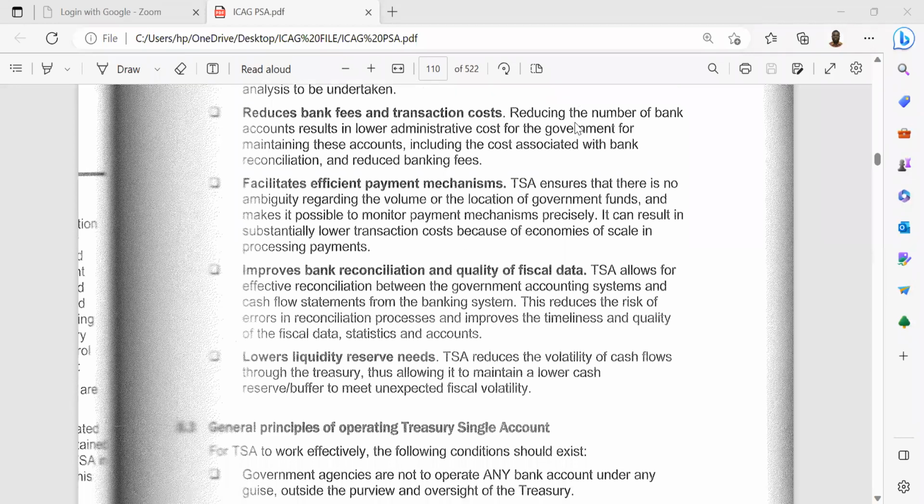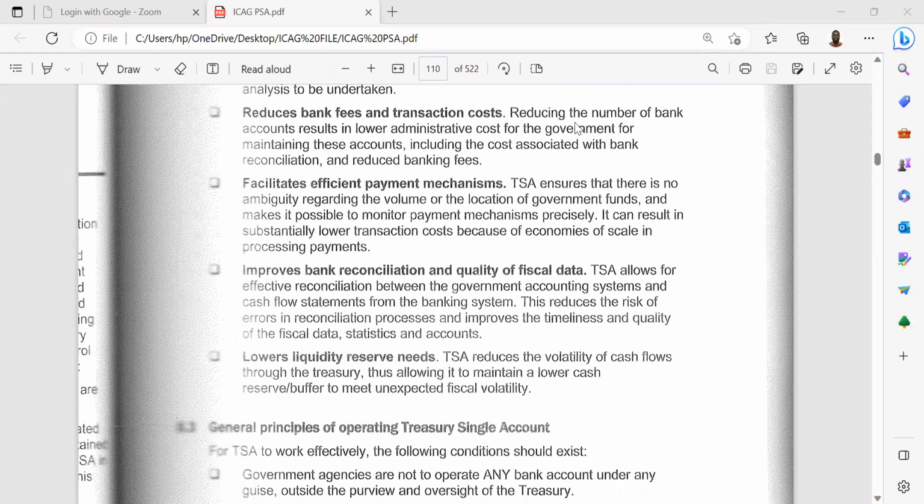It lowers liquidity reserve needs. Do you remember that I said profit is not cash? We use liquidity to pay loans. So in terms of liquidity, since cash is being maintained... I don't know whether you listened to the news. They say the international reserve is almost empty. Yes, it's almost empty. We thank God.